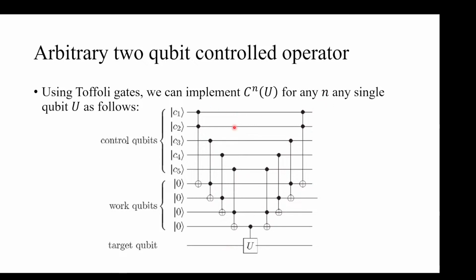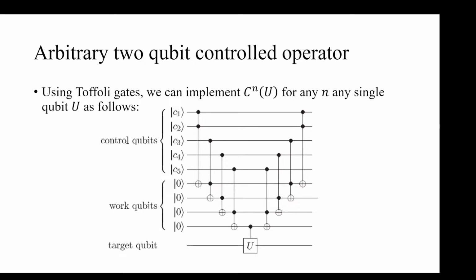Okay, so we can implement C to the NU with NU and NEN by this circuit. And we actually need some ancilla qubits. Okay, so this construction is a little wasteful, but it's conceptually simple.